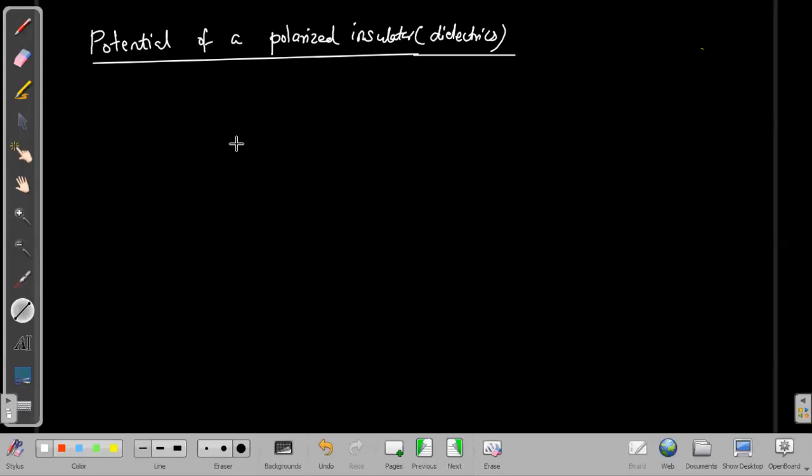Okay, so the situation is like this. Suppose you have an insulator which is polarized. Since it is polarized, it will have a very large number of tiny dipoles.